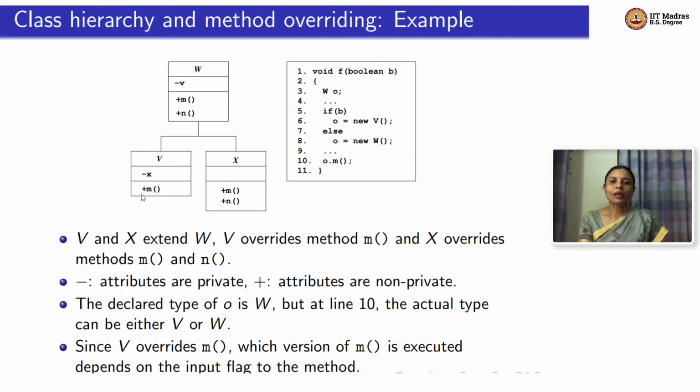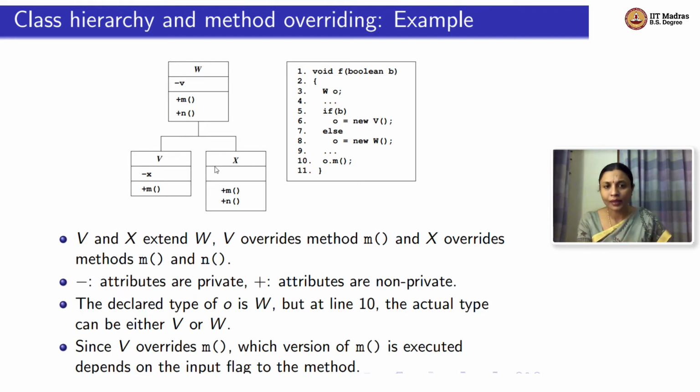Method M is also owned by class V, and because class V extends class W, the method M in V overrides the method here. Similarly, class X extends class W, and class X also owns the methods M and N, and these two methods override the corresponding two methods of the class W. So that's what this picture says.